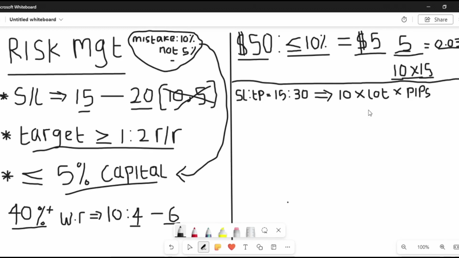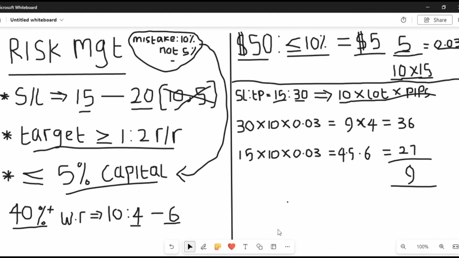Now that we know what lot size to use, next, let's calculate our profit and loss for each trade. The formula to do this is 10 times the lot size, times the number of pips, whether take profit or stop loss. Let's calculate our winning trades using this. Under the condition that we're targeting 1 to 2 risk to reward ratio, in this case, we are using a 15 pip stop loss and a 30 pip take profit.